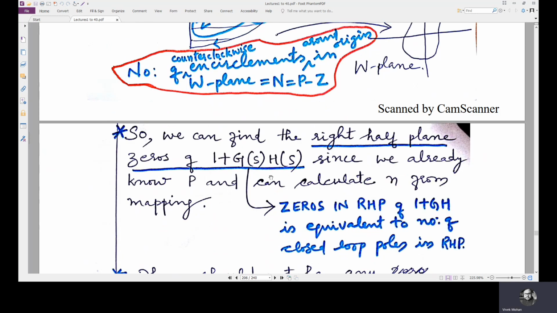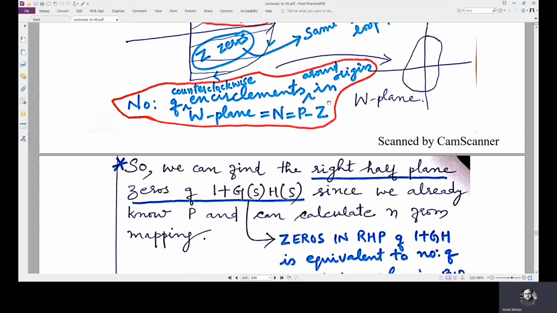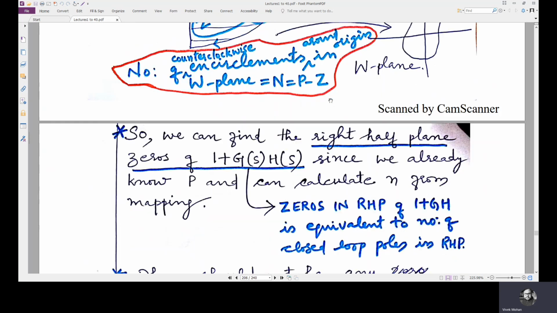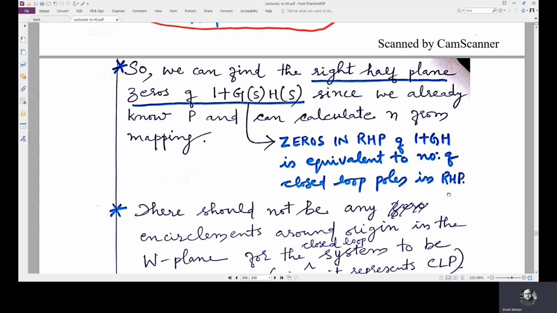So we can find the right half plane zeros of 1 plus GH, since we already know P. What is P? The open loop poles. And we can calculate N from the mapping. So our aim is to find Z. After mapping, we know the number of counterclockwise encirclements, and we know P from the given function itself, which is the open loop transfer function. Then Z is basically the closed loop poles. This is our aim. So zeros in the RHP of 1 plus GH are equivalent to the number of closed loop poles in the RHP.